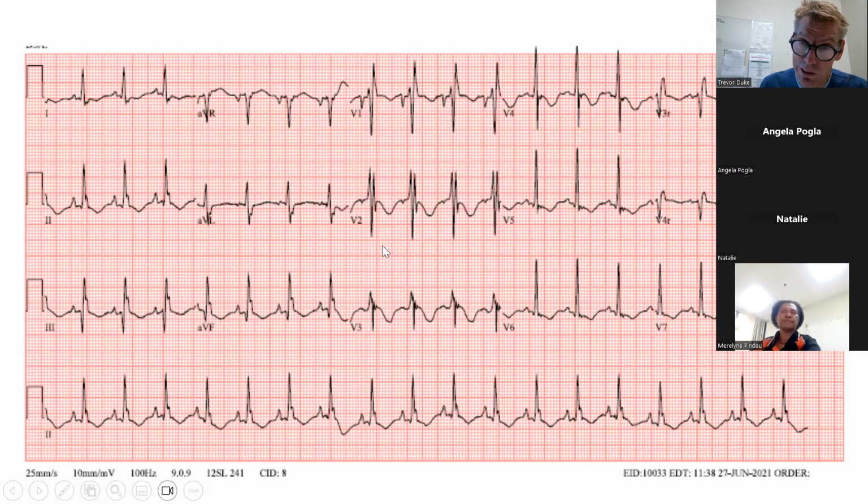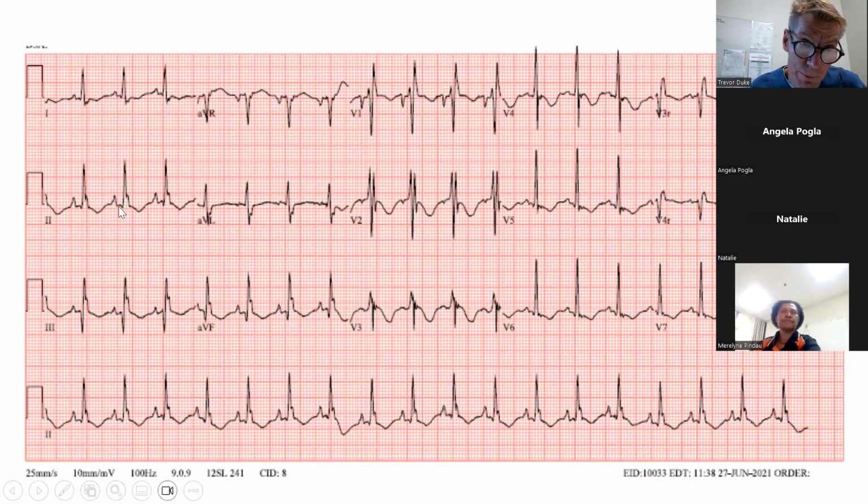That is in lead V2. So therefore, it's a right bundle branch block. So already we know that this child's got a right bundle branch block. And we didn't talk about the P wave morphology, but remember we said that the P waves should be no more than 2 millimeters wide and no more than 2 millimeters in height.